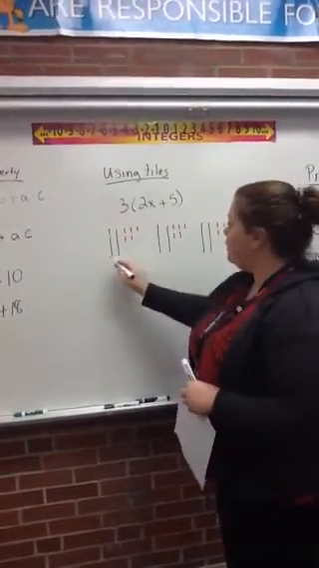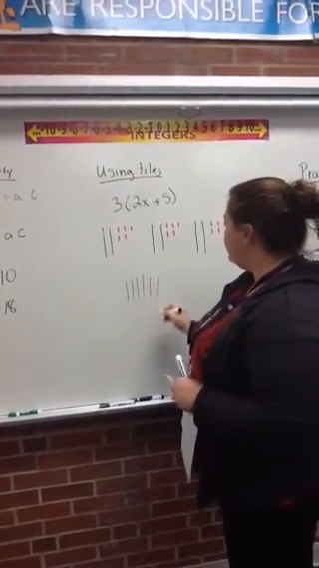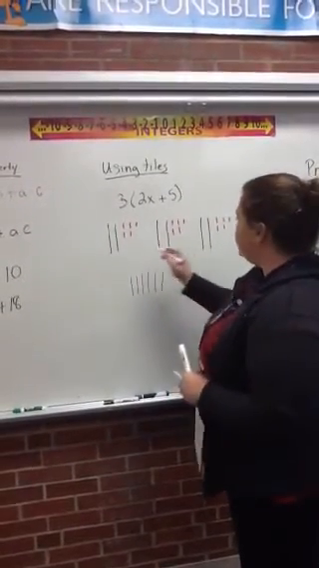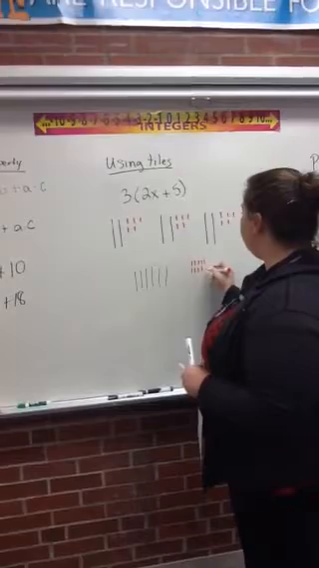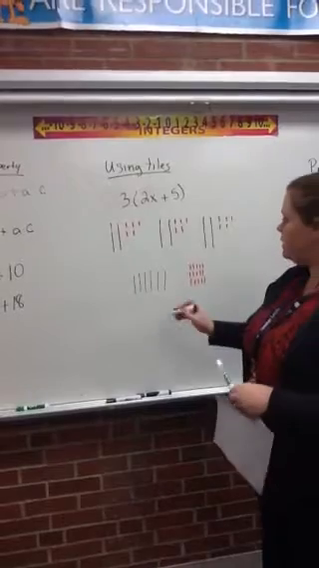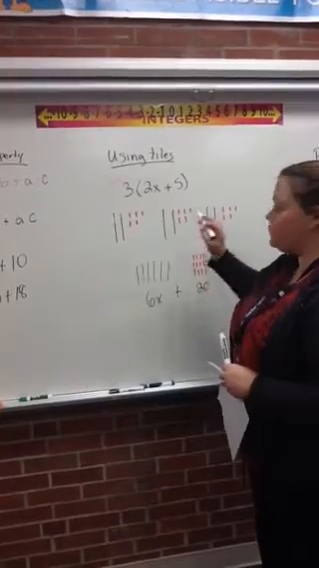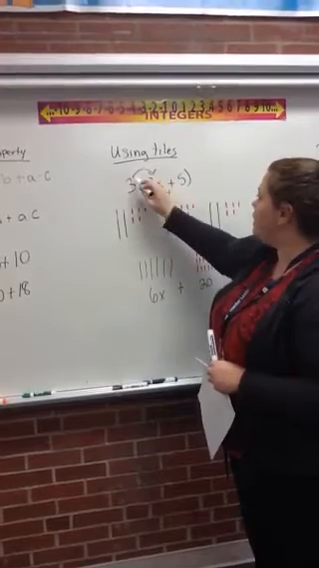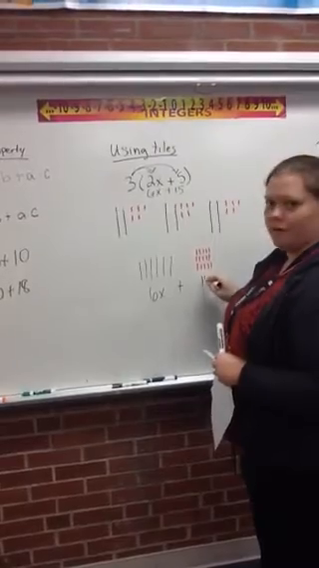So if I put these together, that makes 1, 2, 3, 4, 5, 6 x's, and 1, 2, 3, 4, 5, and 1, 2, 3, 4, 5. So you can write it as 6x plus 15. Sorry.